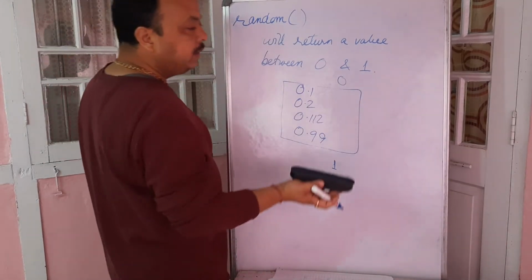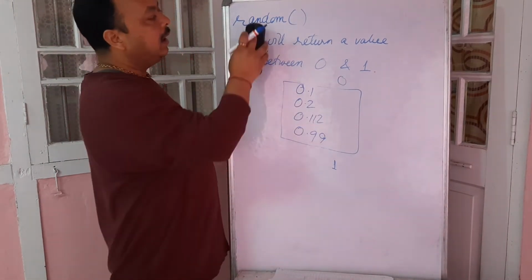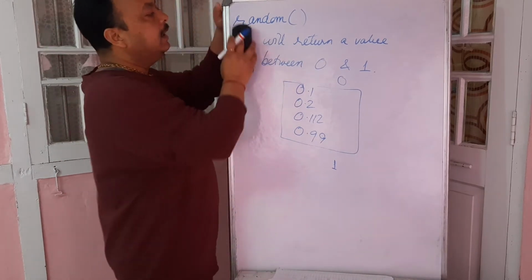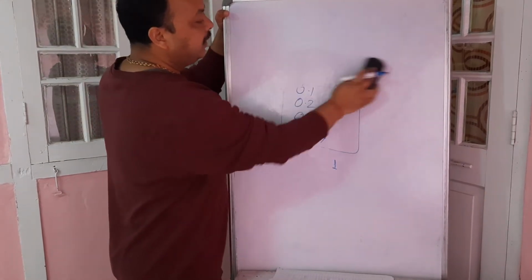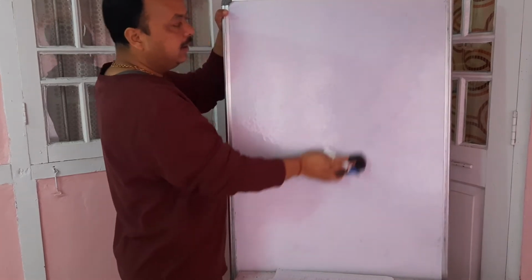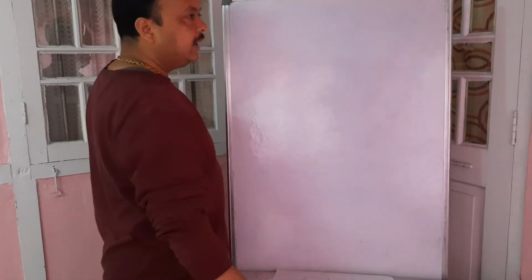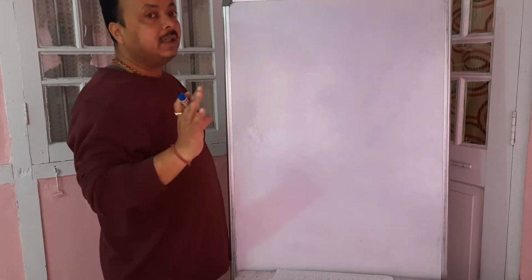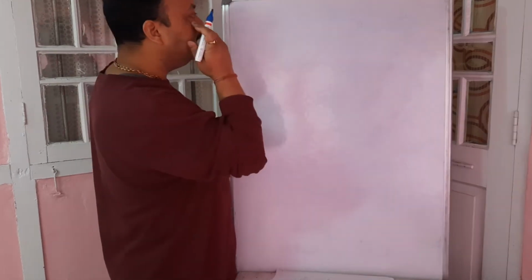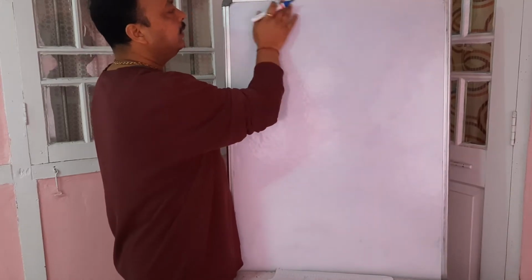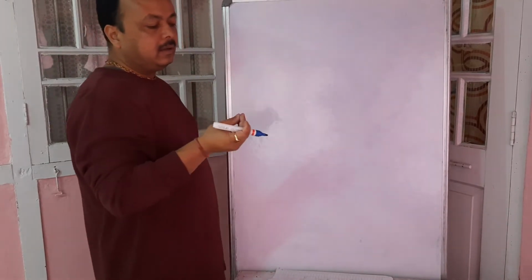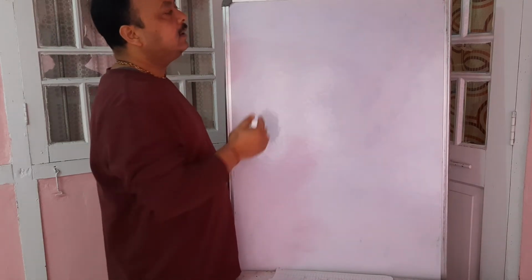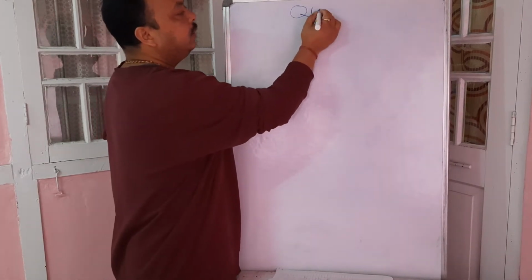Now what will you do with it? How is the random function going to be useful? It will be useful in scenarios where you are required to generate random numbers within a particular range. For example, you are developing a project for computer science, class 9 or class 10, and you have been asked to develop a quiz.